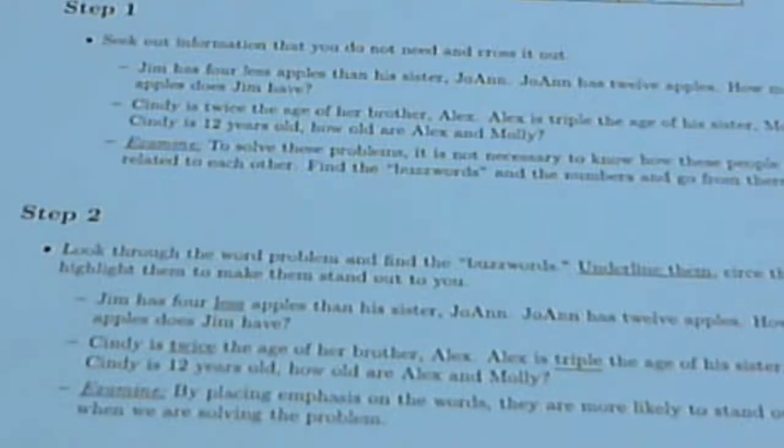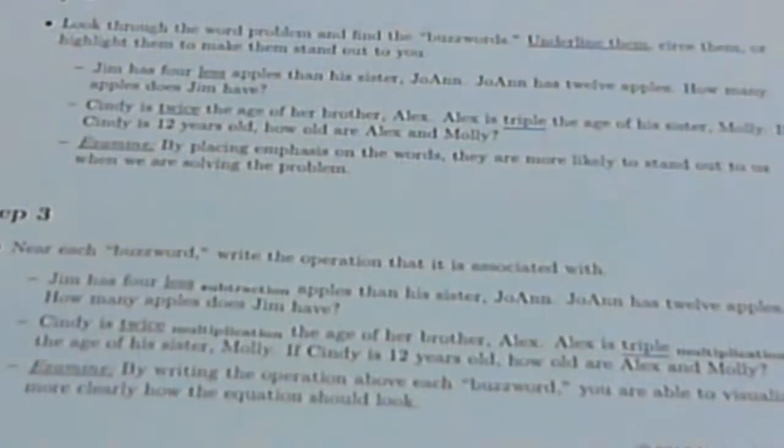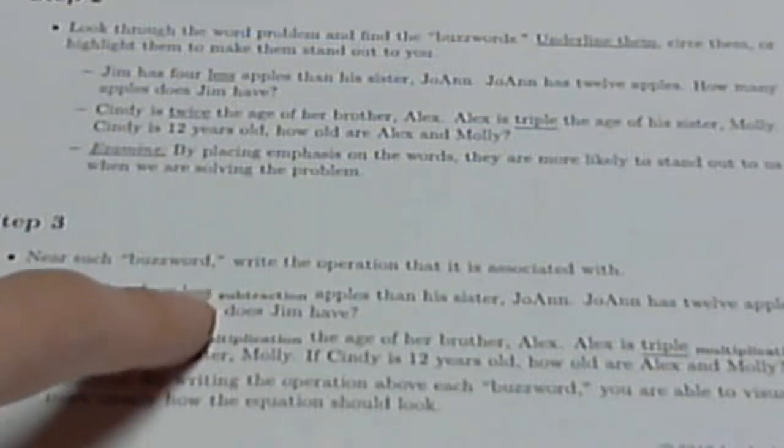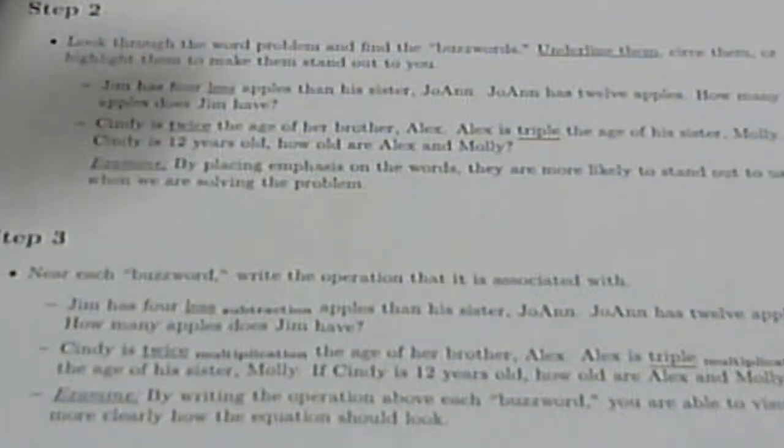problem. The final step in trying to decipher our word problems, step 3 says, near each buzzword, write the operation that it is associated with. Okay, so right down here, I've written the same word problems. This time, I found the word less. I look up in my chart. It goes with subtraction. So next to it, I've written that less is subtraction.